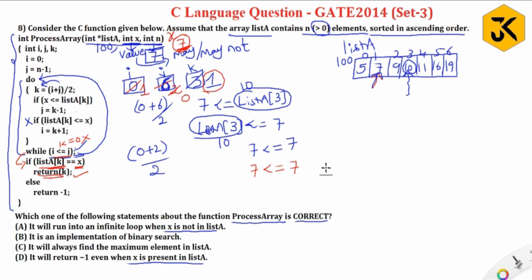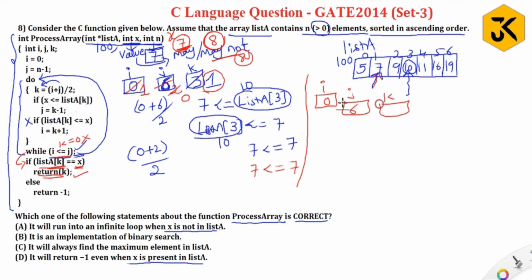Okay. Let me take one value, x value as 8, which is not present in the list. Let me analyze once again. Now once again it is going to start executing from the first onwards. I value will be 0, j value will be n minus 1. N minus 1 means n value is 7, so j value will be 6. Then I want to search the value 8, that value is x. Then I got a k variable. K variable is i plus j by 2, that is 3. Right? Now 8 less than or equal to list A of 3, that is 10.